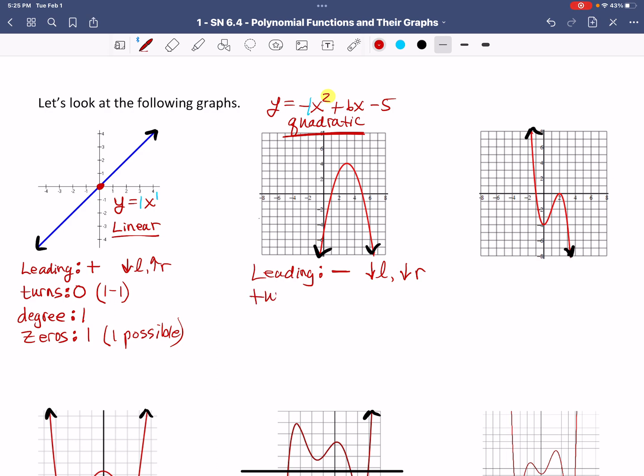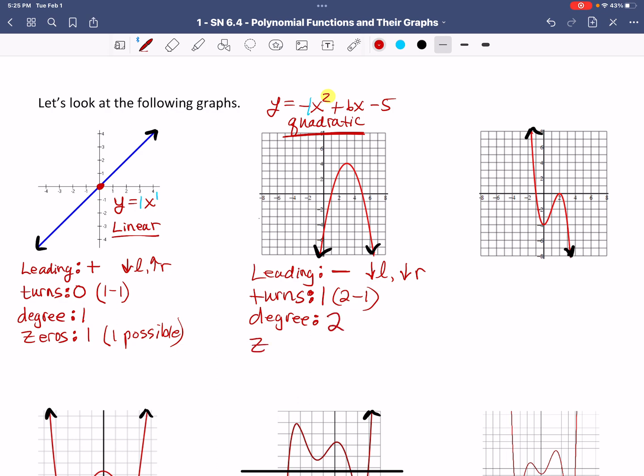How many turns does this have? Well, looking right at the graph, I can tell it has 1. Doing the math, it's degree 2 minus 1. 2 minus 1 is 1. Okay, again, what degree is this? This has a degree of 2, right there, 2.